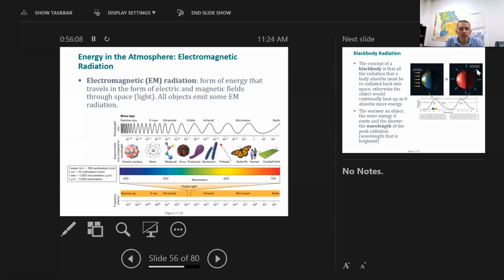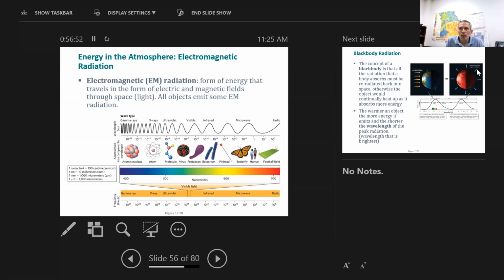Now, one other important topic when we start looking at temperature is electromagnetic radiation in the atmosphere, sometimes referred to as light. Light is just a small portion of this electromagnetic spectrum, but it's a measurement of how energy is moving, from the wavelength of it. These are forms of energy that travel in the form of electric and magnetic fields through space.